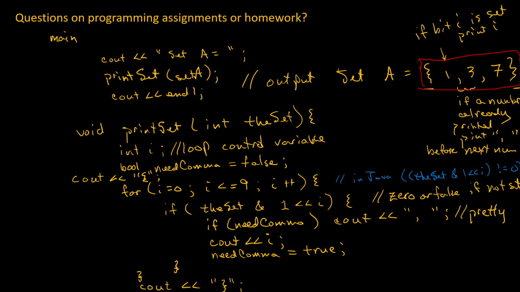So inside here, the only thing that you're missing are a couple of different things. Right after the cout for i on line 17, at the end of line 17, press enter. And now we need to say need comma is equal to true, because the next time we print something, we want a comma space. The first time, we don't.